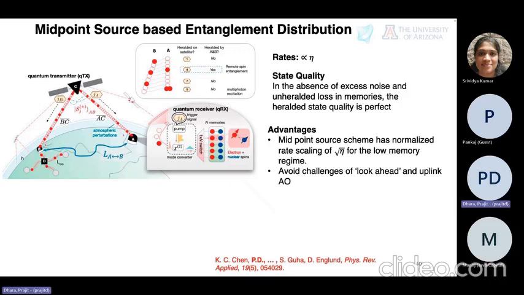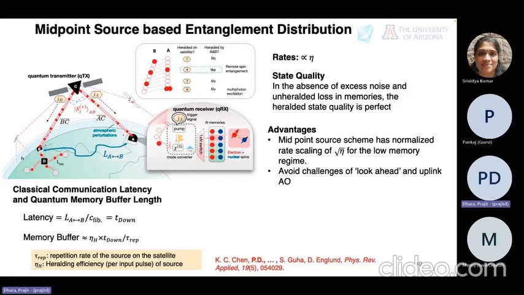The advantage of this is that you can get to a rate scaling, not an exact rate, but a rate scaling of square root of eta when you have a low number of memories. And for specifically satellite-based networks, you're sending your photon down rather than going up through the atmosphere, which makes it easier to do mode matching and whatnot.